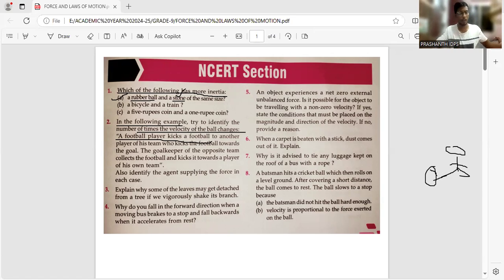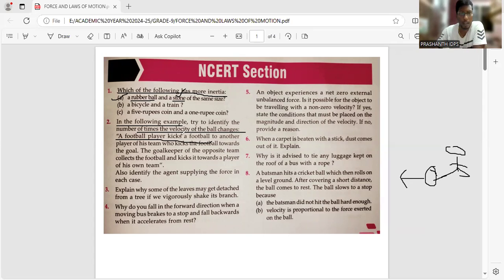Let me explain. What happens when he kicks the football? The football will move in the direction in which he kicks the ball.